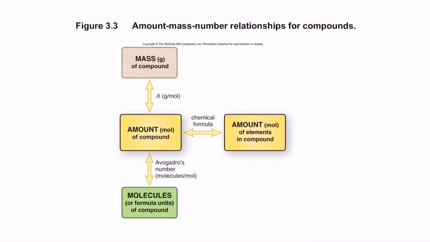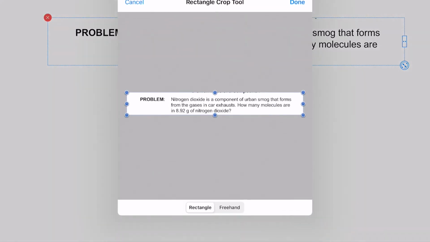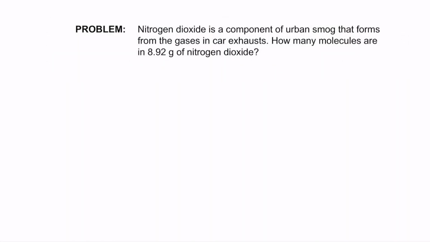Next, let's talk about amount, mass, number relationships for compounds. So what do you do when you have a compound rather than a single entity or a single element? Let's take a simple example. Here we have a problem. Nitrogen dioxide is a component of urban smog that forms from the gases in car exhaust. How many molecules are in 8.92 grams of nitrogen dioxide?